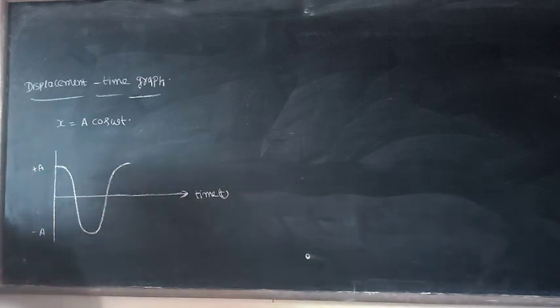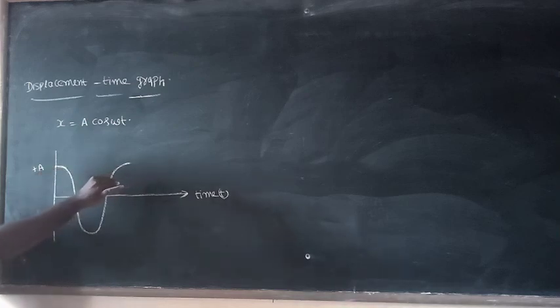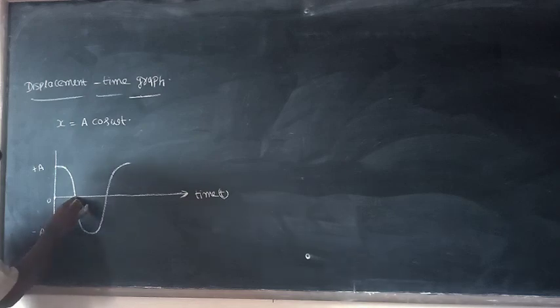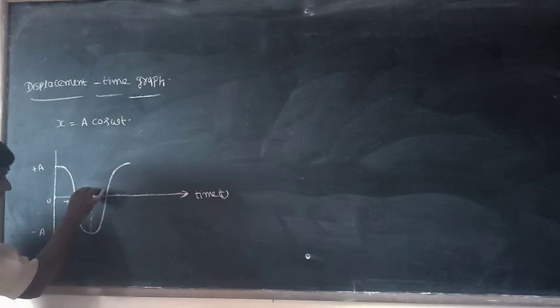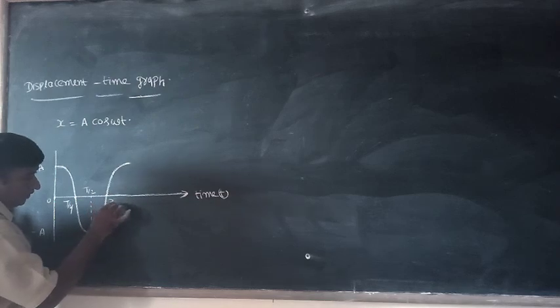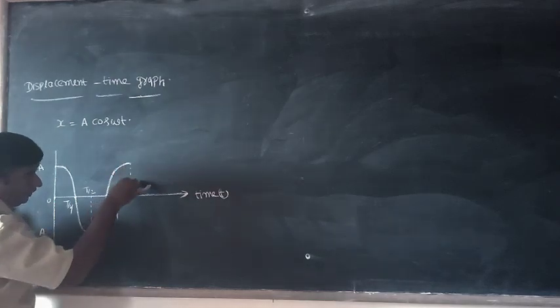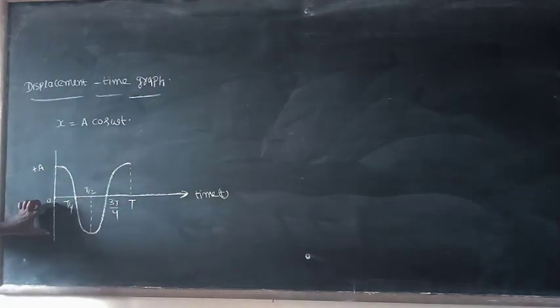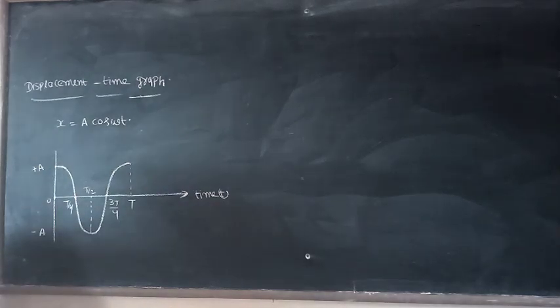In order to complete one cycle, that is the total time period, denoted by T. The starting time is 0. To complete this part, the time will be T by 4. To complete this, it is T by 2, half, then 3T by 4, and finally the time period T. Here plus a is equal to minus a in magnitude; approximately you should take the same. So this is the displacement-time graph.